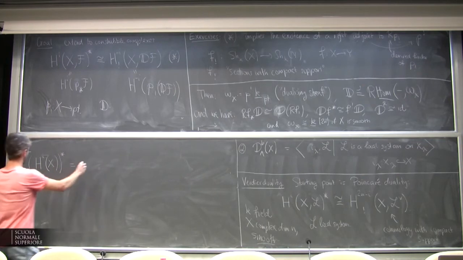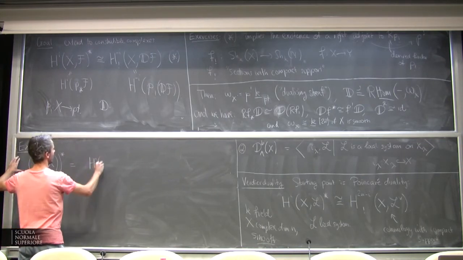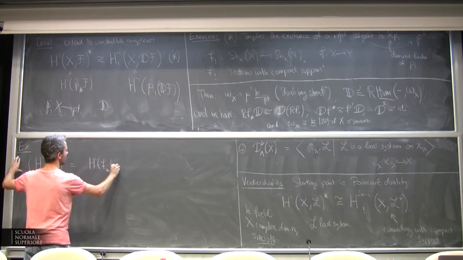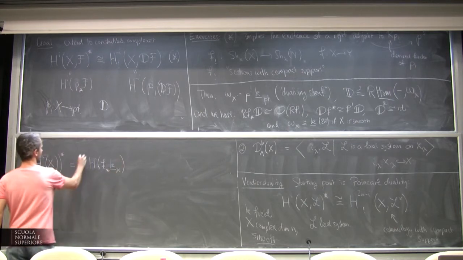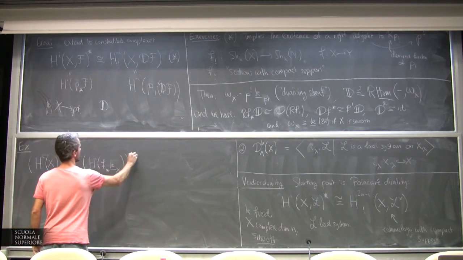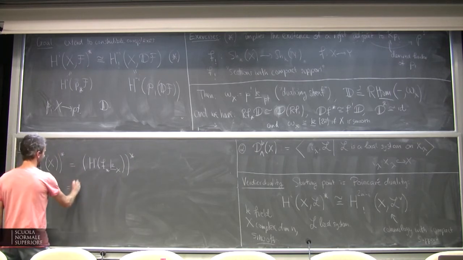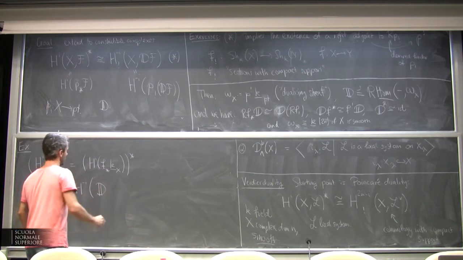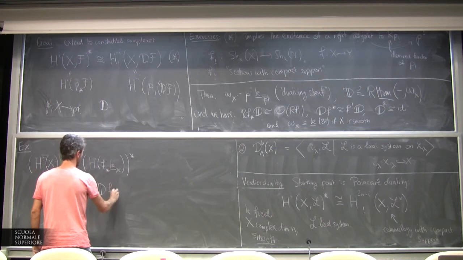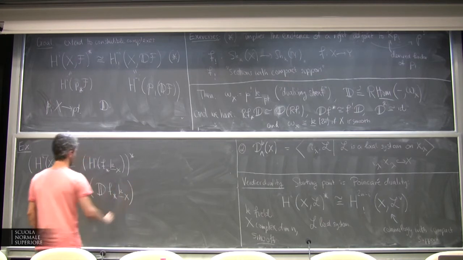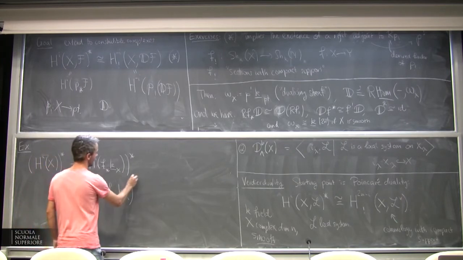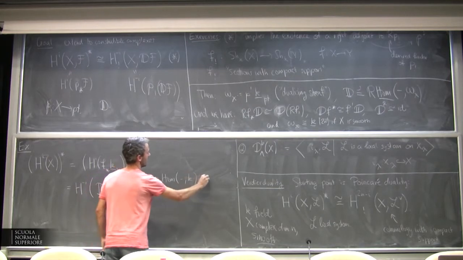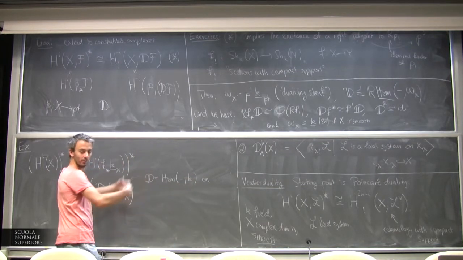So now, what's this? This is the cohomology of the direct image of the constant sheaf on X, which I can rewrite as H minus i of the dual of F lower star. So this just uses the fact that on a point, this duality is just the normal duality on vector spaces.